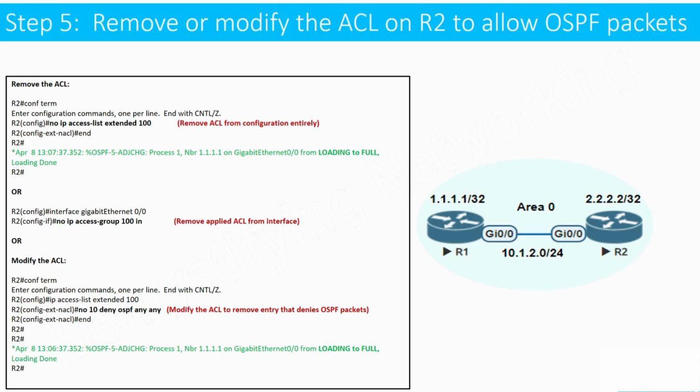There are multiple options to either remove or modify the ACL on router R2 to allow OSPF packets. The first option is to remove the ACL from configuration entirely. The second option is to remove the applied ACL from interface, and this is the option we have used in our lab demonstration. In the third option, we can modify the ACL to remove the entry that denies OSPF packets. You should choose the correct option for you that meets your requirement because the same ACL may be used for some other purpose on the given router.